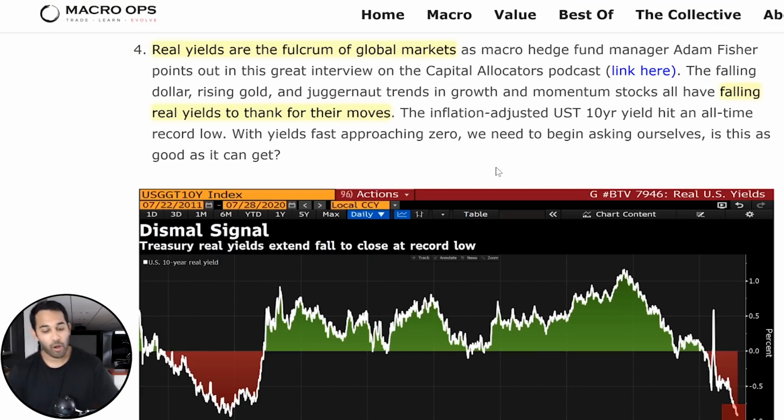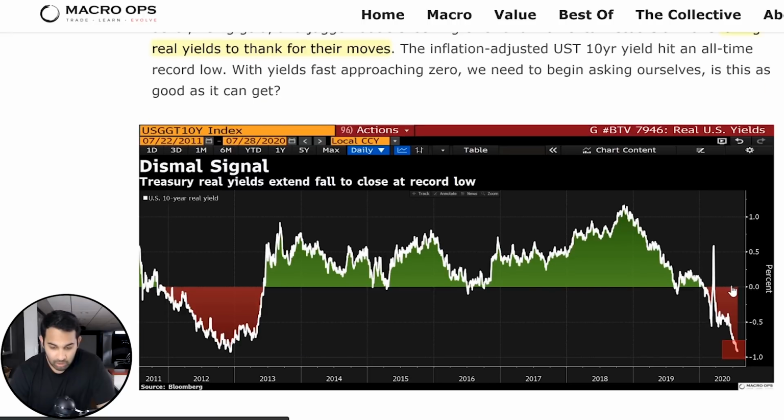Now another point for our macro nerds, real yields are the fulcrum of global markets. So the falling dollar, rising gold, and the huge trend in growth stocks and momentum stocks all have falling real yields to thank for their moves. But look how low these yields are. The US Treasury 10-year yield hit an all-time record low recently. So is this as good as things can get if this is what's causing returns in the market?